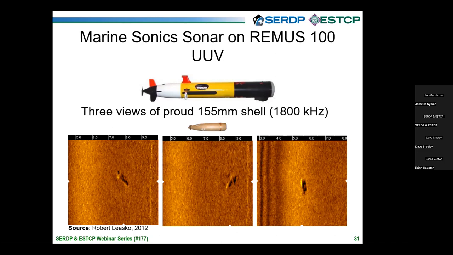These are images that were taken by Bob Lesko down at Panama City in 2012. But this approach doesn't work very well, of course, against buried objects. So it's one of the reasons why we pursued structural acoustics and started to work on the buried problem.